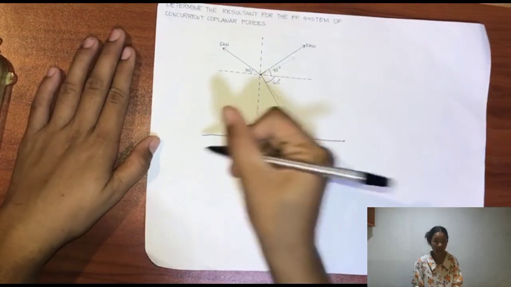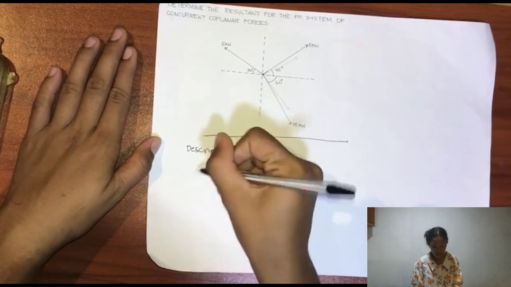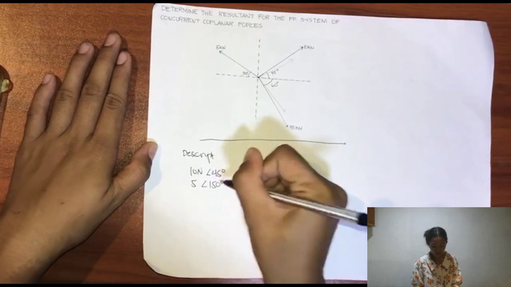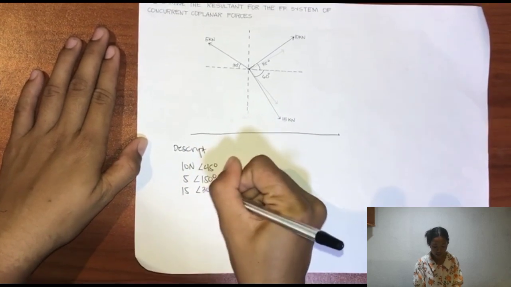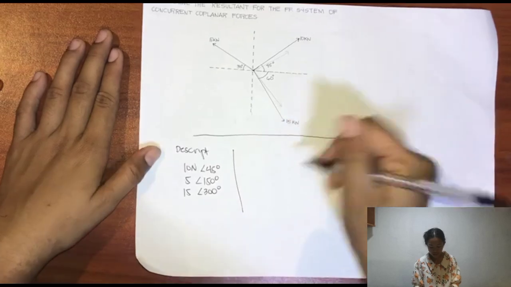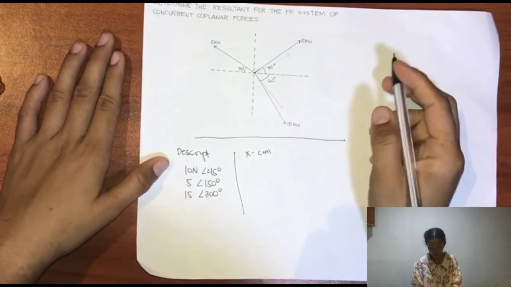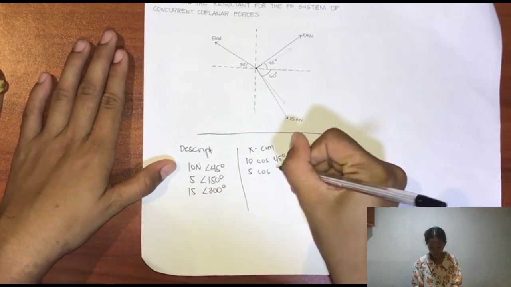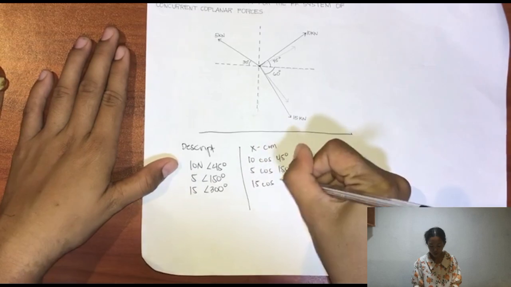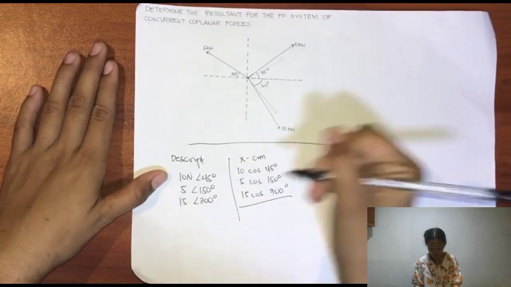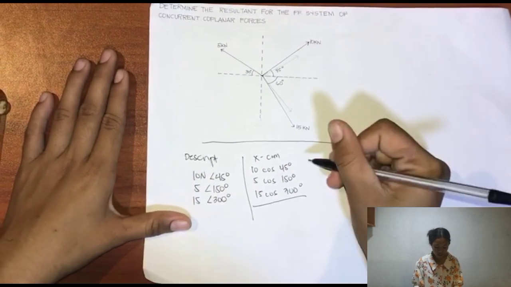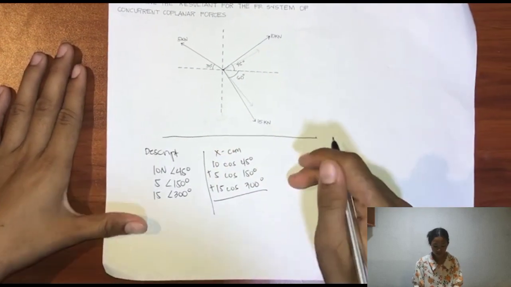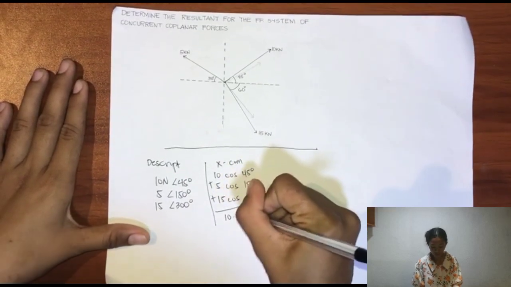So ang magiging description niya is 10 Newton angle 45 degree, and 5 Newton angle 150 degree, and then 15 Newton angle 300 degree. So dito sa diagram, hahanapin natin ang x component. So nakita natin ang x component na 10 cos 45 degree, and 5 cos 150 degree, and 15 cos 300 degree. So i-add lang natin siya para makuha ang x component. So 10 cos 45 degree plus 5 cos 150 degree plus 15 cos 300 degree is equals to 10.241 Newton.